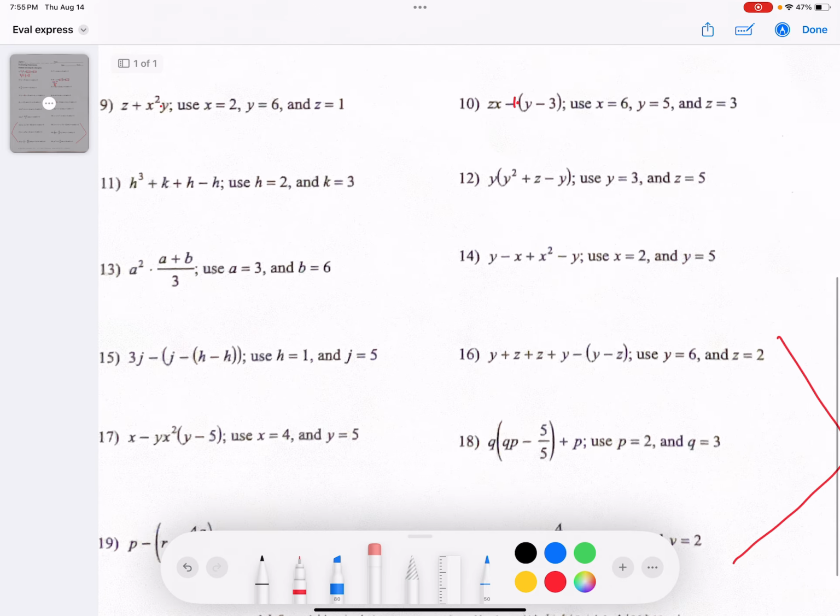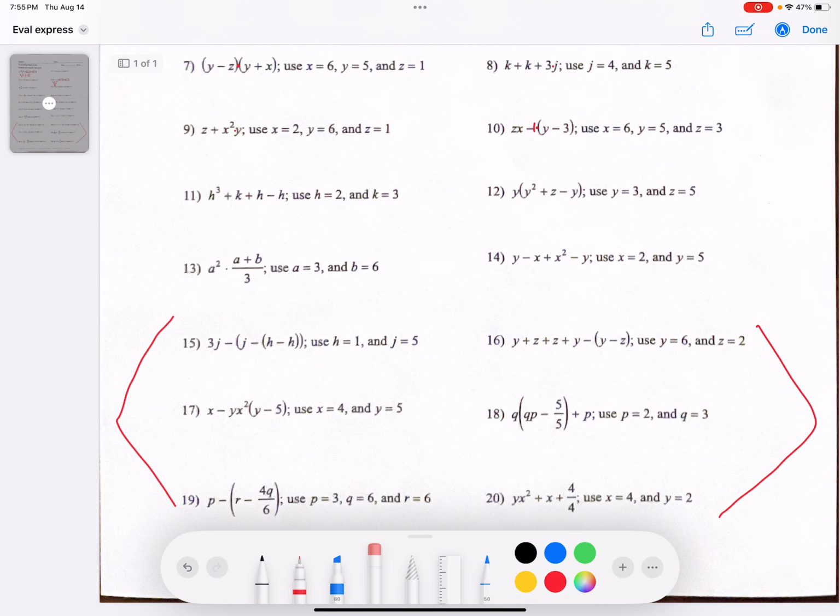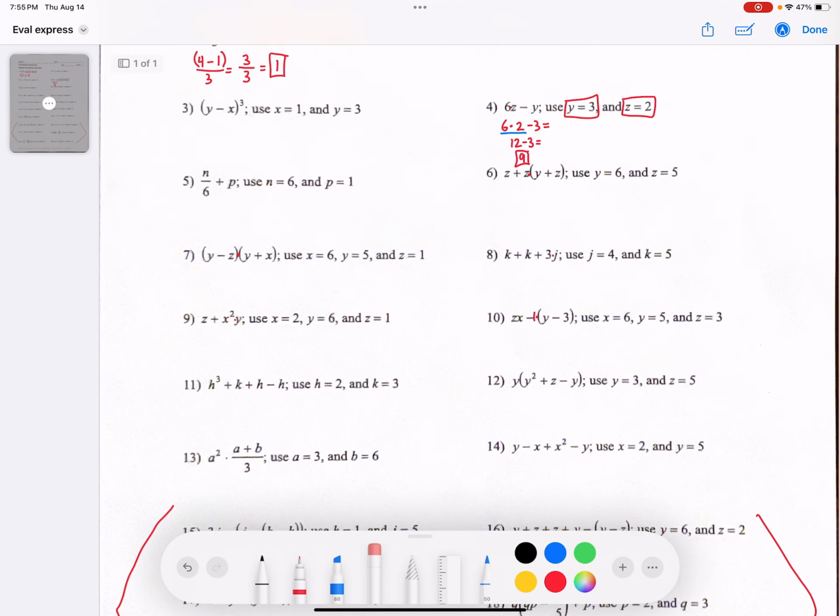The last 6 problems are kind of bonus problems. If you want a challenge to see if you're really good at doing evaluating expressions, I welcome you to try the challenge problems, but they are not required. So all you're required to do is 1 through 14.